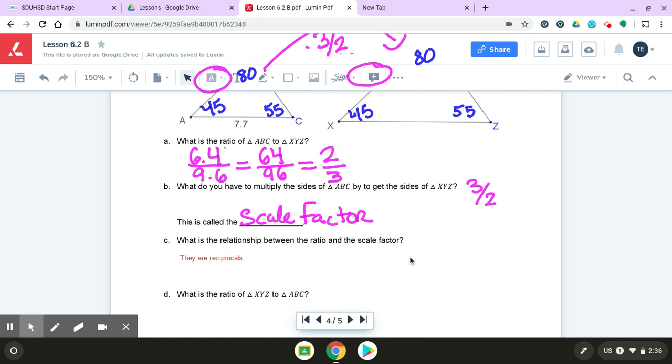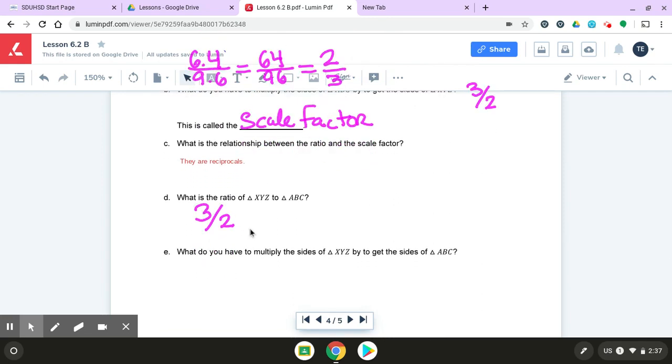What is the ratio of XYZ to ABC? So all they did was flip around the triangle. So I just have to flip around my ratio. So that's going to be 3/2. Okay, next question. Gotta scroll down.